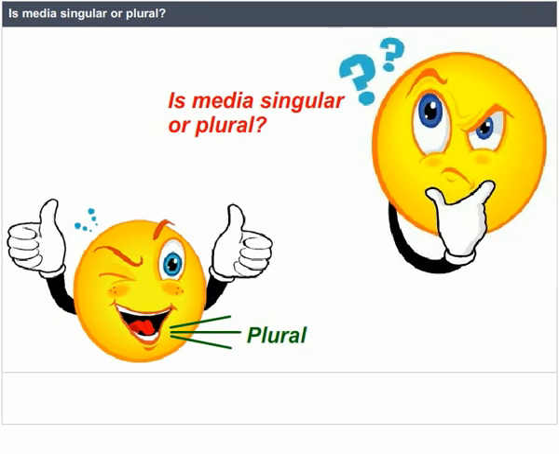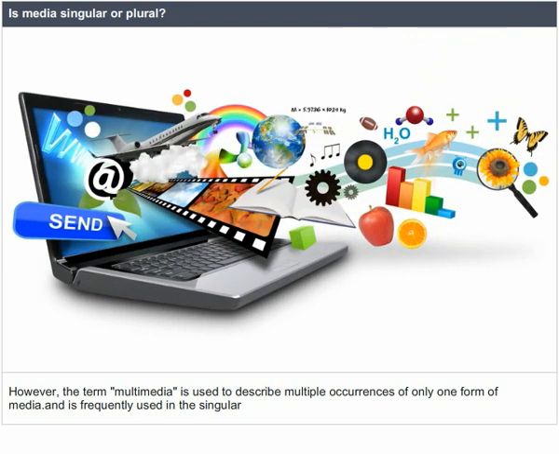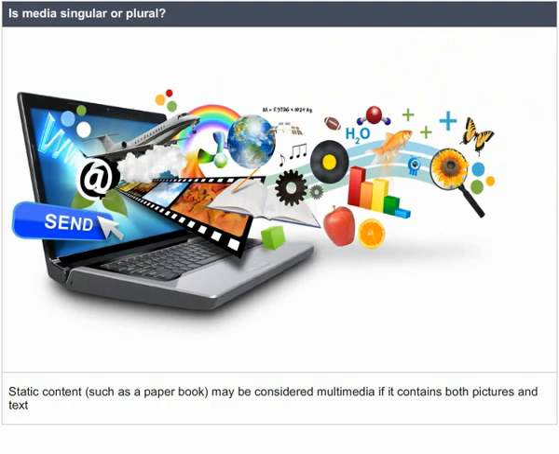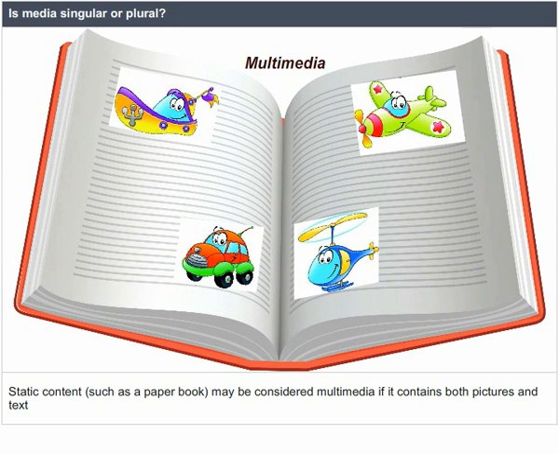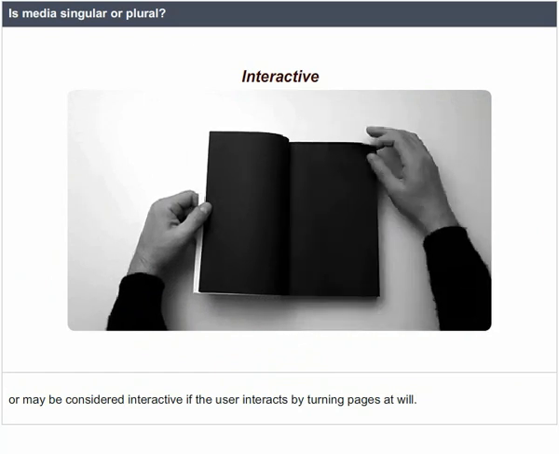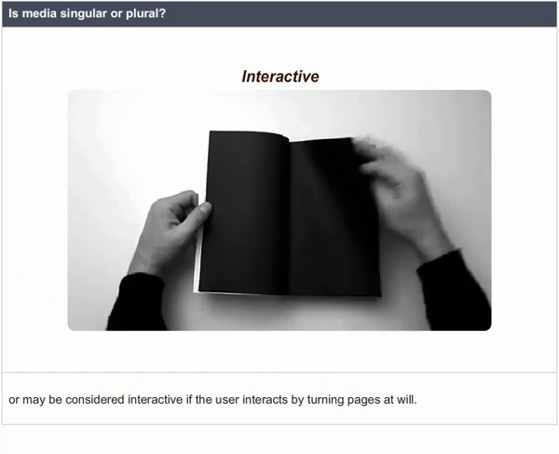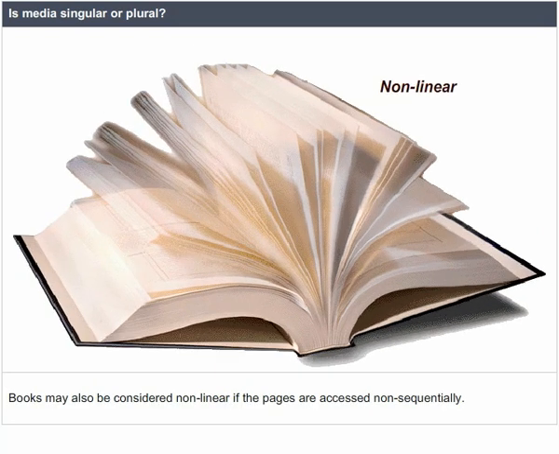Answer: plural. However, the term multimedia is used to describe multiple occurrences of only one form of media and is frequently used in the singular. Static content, such as a paper book, may be considered multimedia if it contains both pictures and text, or may be considered interactive if the user interacts by turning pages at will. Books may also be considered non-linear if the pages are accessed non-sequentially.